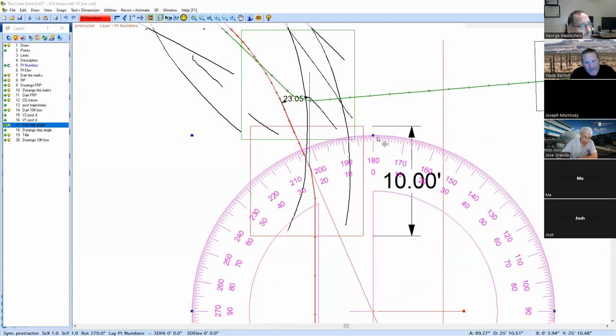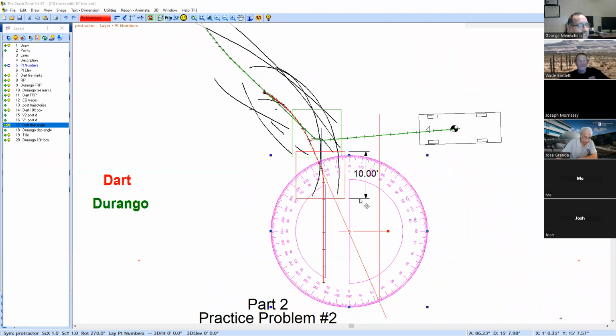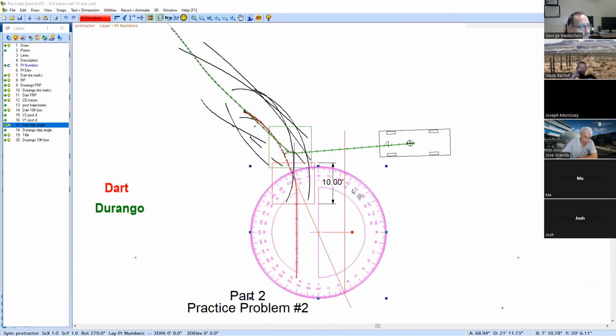0 is straight up north, 10, 20, 1, 2. That's definitely 23.05. I can tell. So since I declared 0 is straight up, I just draw an extended line through my departure path, and put the protractor on, keeping it 0 north. Good enough? Want another one?